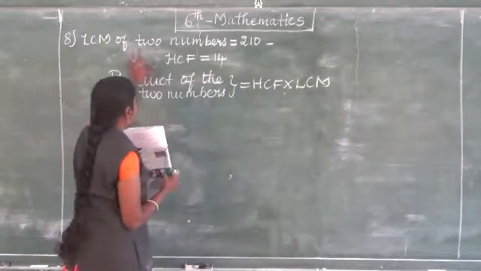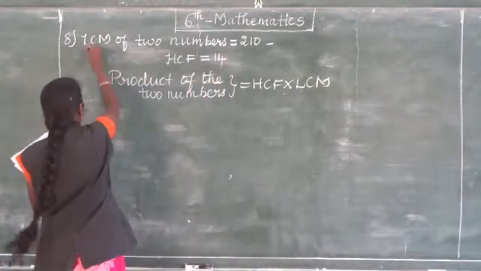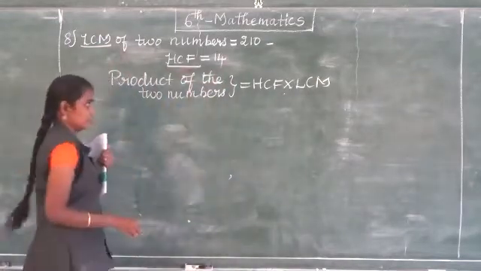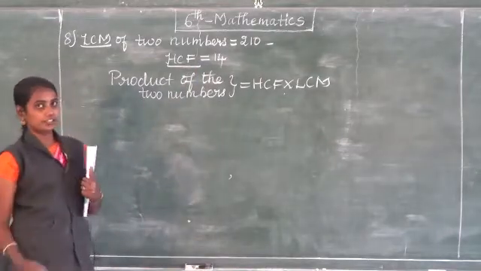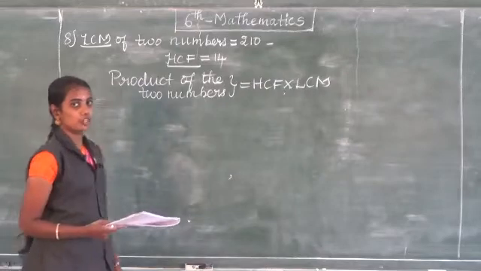The LCM and HCF are given. The two numbers are not given. So how to find out the two numbers?